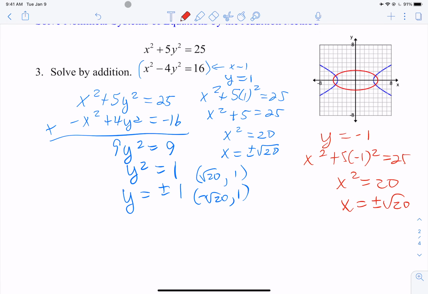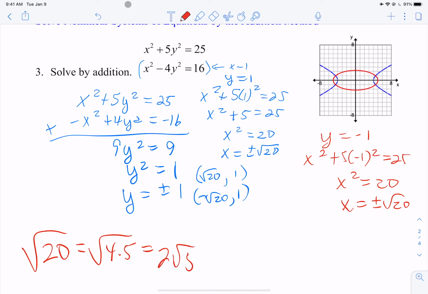Now let's talk about a better way to write the square root of 20. 20 is 4 times 5, so technically we should write that as 2 radical 5. So what points are those? Well, that is 2 radical 5, negative 1, and negative 2 radical 5, negative 1. So we ended up with 4 points.